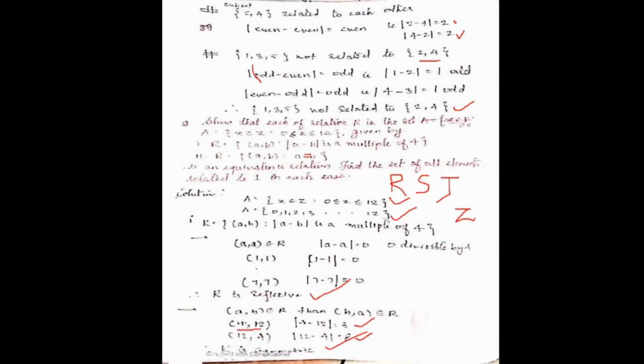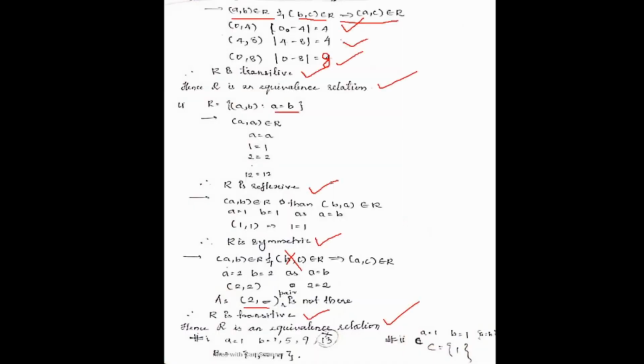Find the set of all elements related to 1 in each case. We'll see how it is working. Okay, so A is equal to 1. Now here, what is there in the first part? Mod A minus B is a multiple of 4. So 1 minus 1 is 0, a multiple of 4, right? 0 divided by 4 is divisible, and it's a multiple of 4. What about 1 and 2? Mod 1 minus 2 is 1, not divisible by 4. So we can't take it.